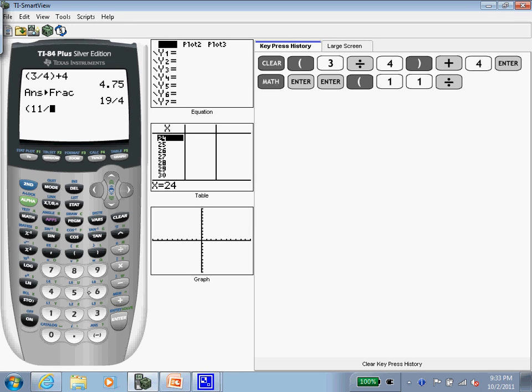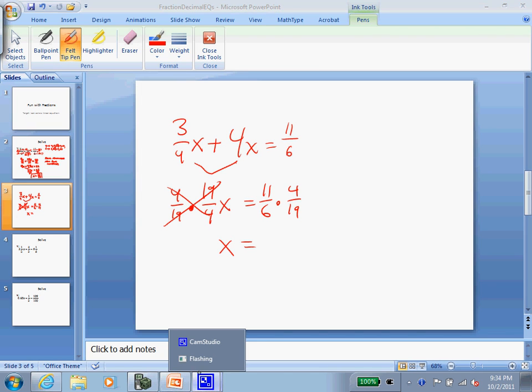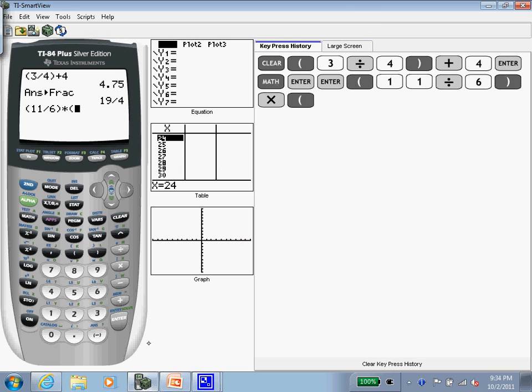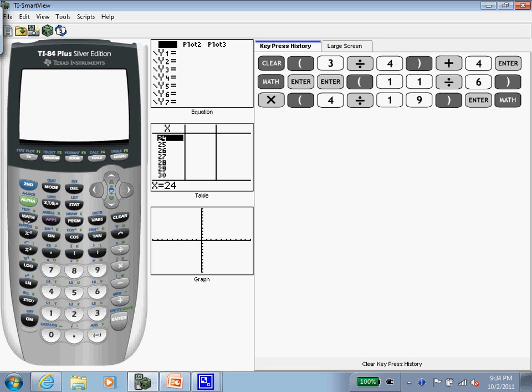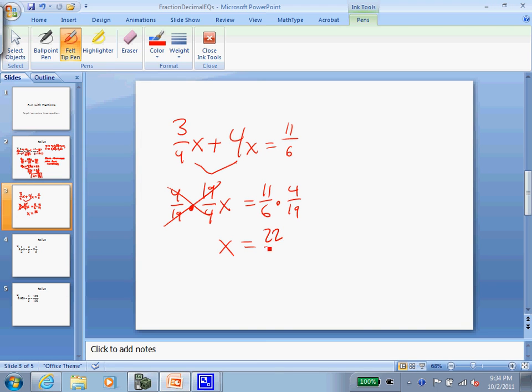11/6. Again, make sure you're using your parentheses. Times 4/19. And make sure you hit math fraction. And there's your same answer. X equals 22/57. So you can either work things out using common denominators, or you can use your calculator.